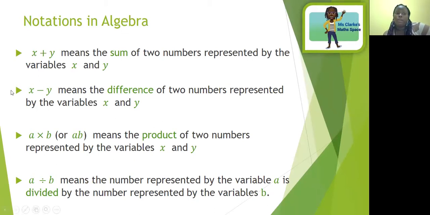Well, moving on. We have x minus y, which would mean the difference of two numbers represented by the variables x and y. Similarly, a multiplied by b, but we know that we could shorten it to ab, means the product of two numbers represented by the variables a and b. And we know that product is another way of saying multiply or multiplication.